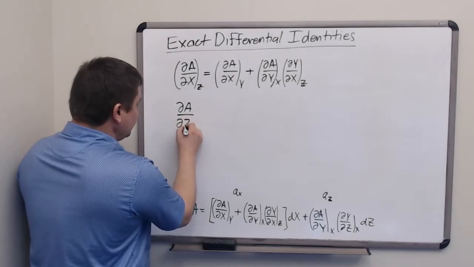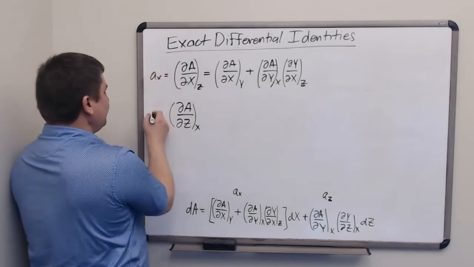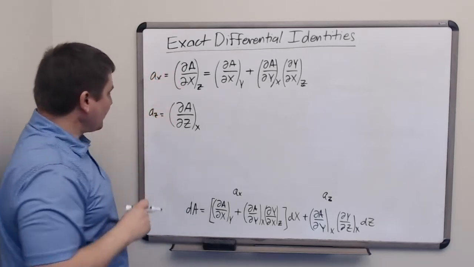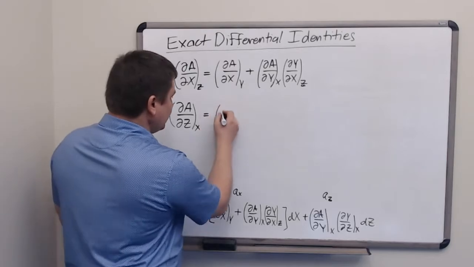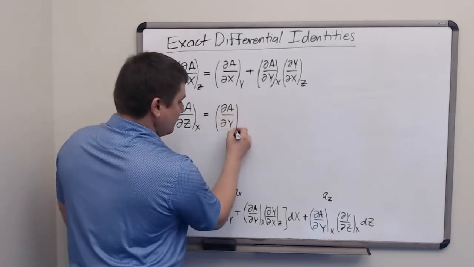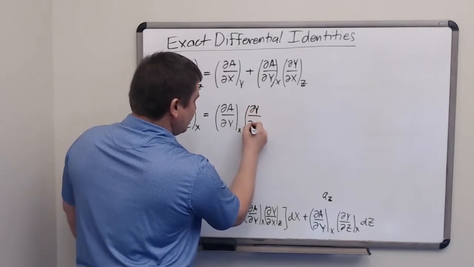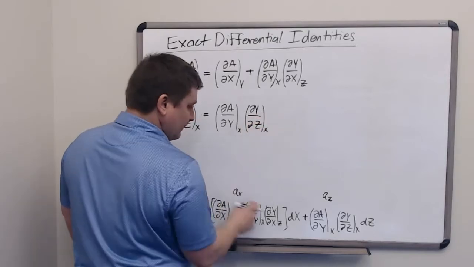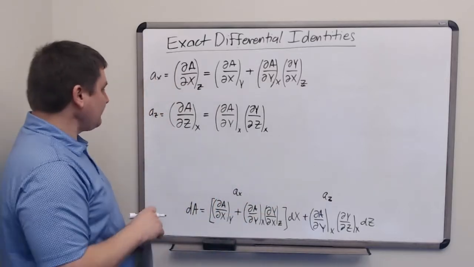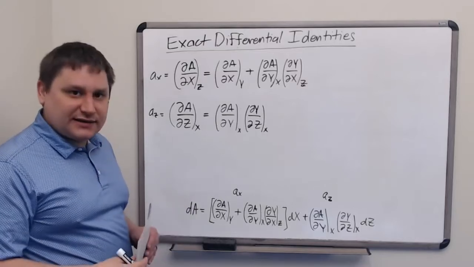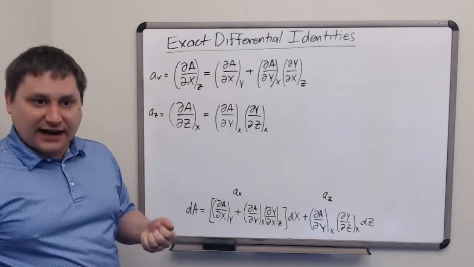The other one is partial of a with respect to z. So this one up here is A_x, right? And this one up here is lowercase a subscript z. So this is partial of a with respect to z at constant x, and that's equal to partial of a with respect to y at constant x times partial of y with respect to z at constant x. So I'm just collecting those terms there and writing that for the partial of a with respect to z. So these are two identities that are satisfied by any four quantities that are exact differentials.